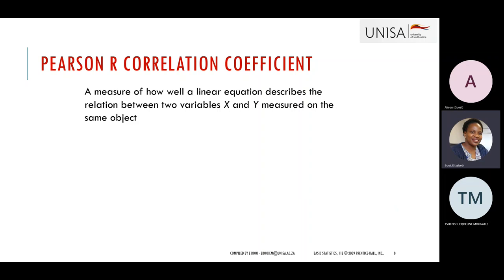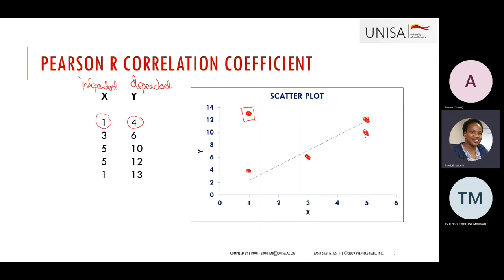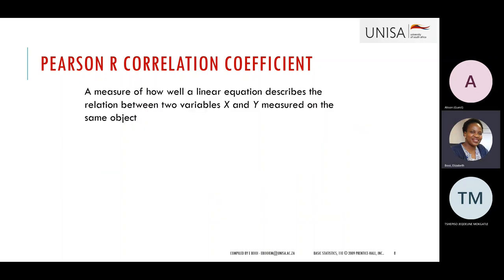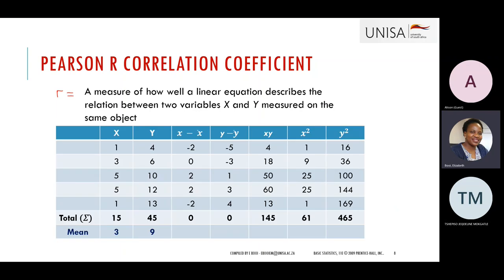Okay, so there are measures that you can calculate to measure this relationship. To measure this relationship, we can calculate what we call a coefficient of correlation, which is also called R, which is a measure that will tell you how well your linear equation describes the relationship between the two variables that you are measuring. When we talk about the linear equation, when we do the regression, you will understand where this linear regression comes in. But R will tell us how well the two variables relate to one another.